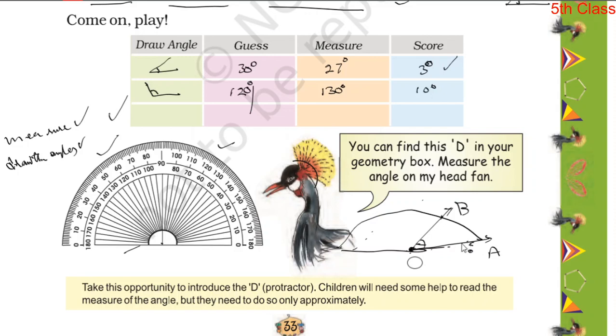Here, on the inner scale, it measures 0, 10, 20, 30. So this is 10, 20, 30. Therefore, the angle AOB is equal to 30 degrees. So like that we can measure the angles. We will learn how to measure the angles in the next chapters.